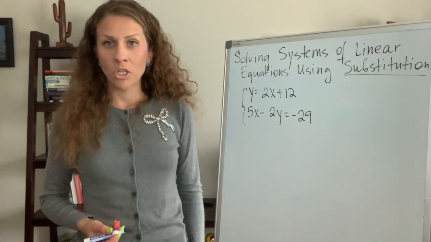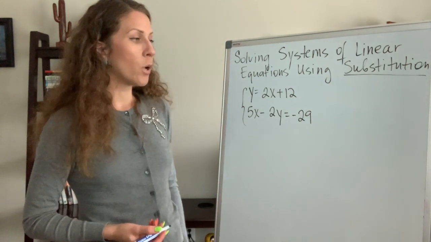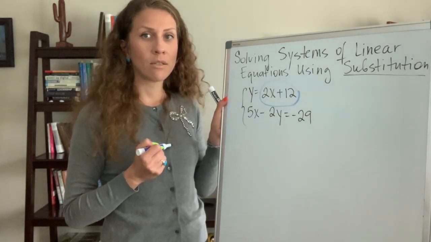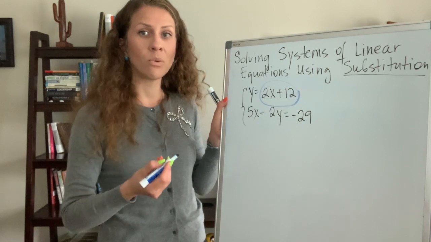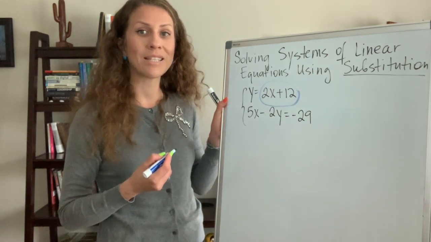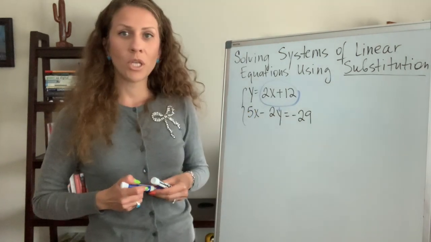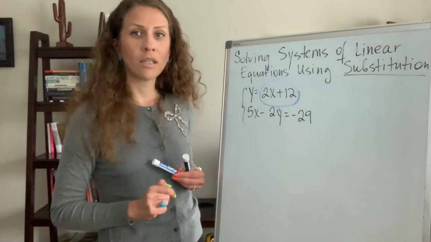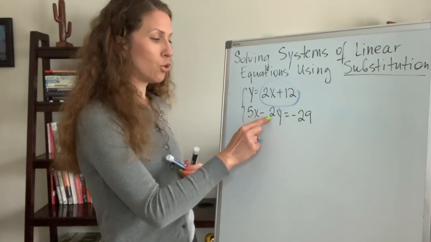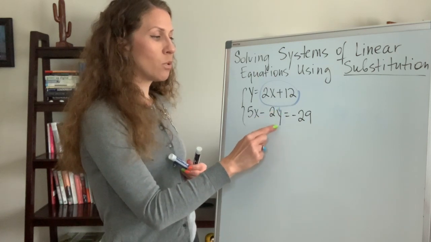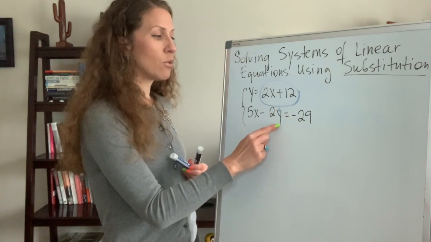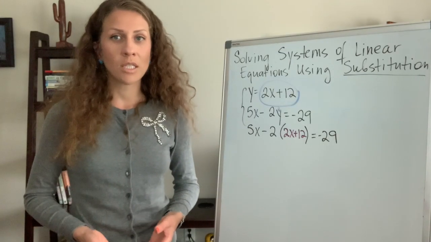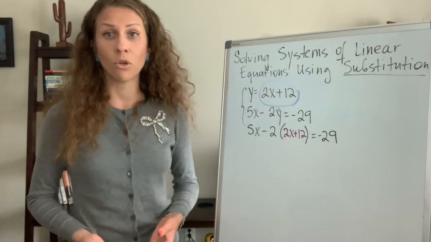Because the first equation says that y is equal to 2x plus 12, we're going to take 2x plus 12 and substitute it for y inside of the second equation here. So instead of 5x minus 2y equals negative 29, the second equation will now be 5x minus 2, and then in parentheses 2x plus 12, because y will be substituted with 2x plus 12, equals negative 29. Now, this is an equation that does not have a y anymore, and I can easily solve it for x.